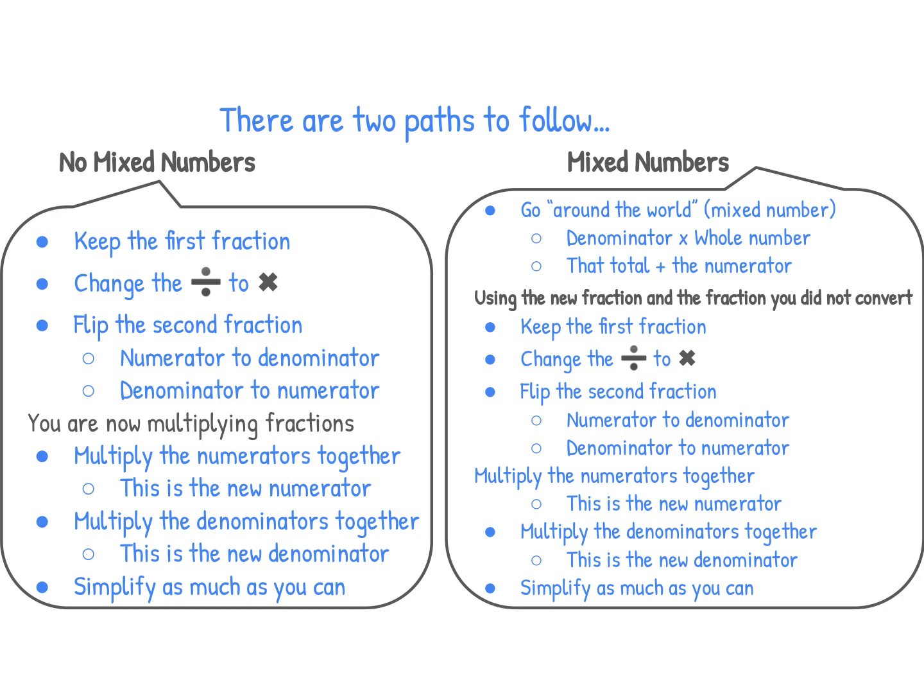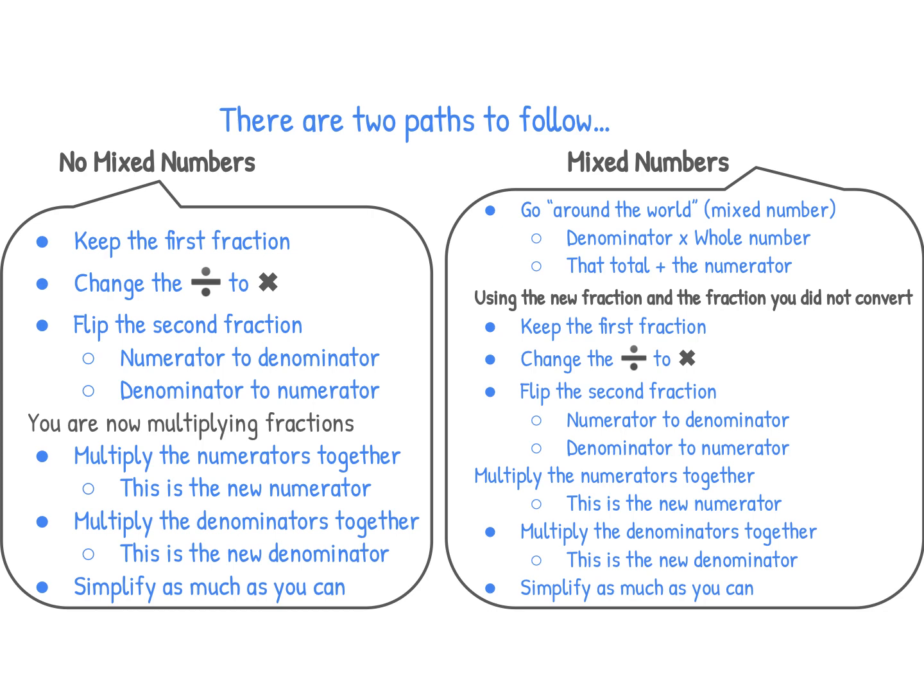Then if you have a mixed number, you have to do your go around the world first, which will change the mixed number into the improper fraction. You take the denominator, you multiply that by the whole number, and the answer to that multiplication problem, you're going to add that total to the numerator. That becomes your new numerator over the original denominator.